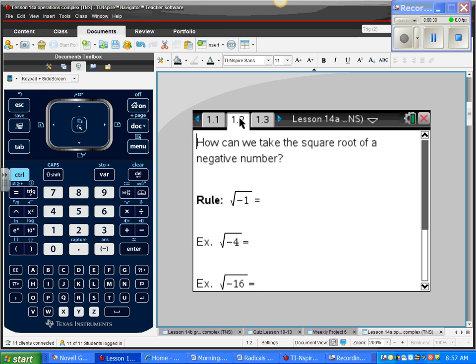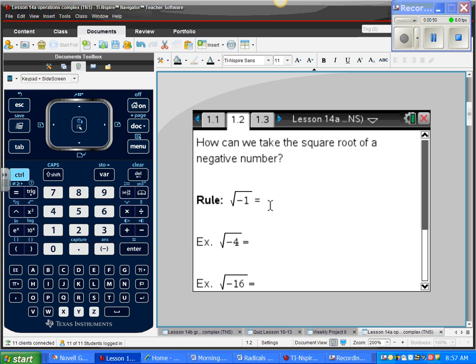How can we take the square root of a negative number? So we have been saying all along that you can't take the square root of a negative. If the index is even, you can't have a negative underneath the radical, right? If the index is odd, you can. We agree with that? So now we have to learn how to take the square root when we have an even index and we have a negative underneath that radical.